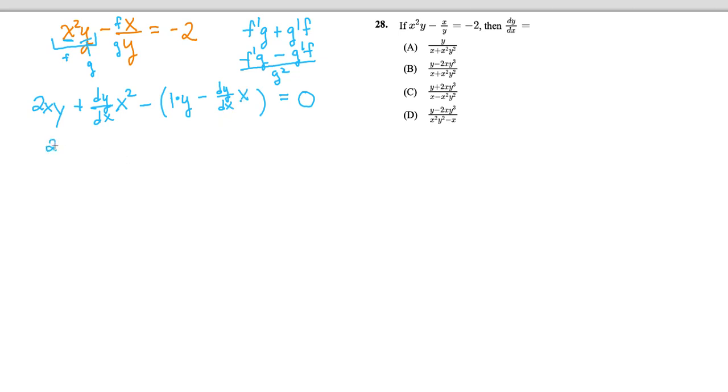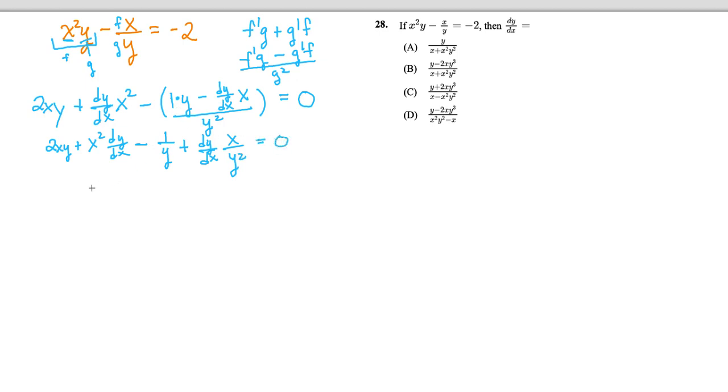And I get 2xy plus x squared dy dx. Oh, wait, what did I forget? Divided by y squared. Don't forget that. Minus, and I'm going to distribute the minus and also put this in each piece. So it's going to be 1 over y plus dy dx times x over y squared. So I split up the numerator and I distributed the minus.